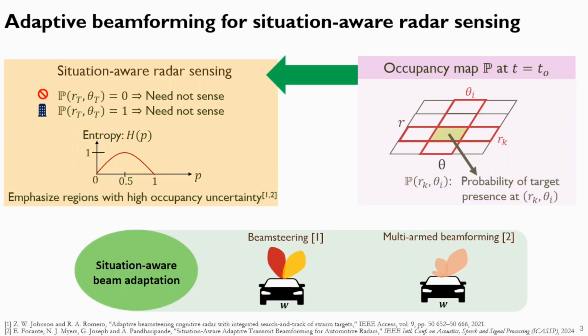What you could do instead is leverage the full capability of MIMO radars or analog radars to create multi-arm beams that illuminate multiple cells at the same time, as shown over there on the right. Okay, so this is our recent work from ICAS that is referenced.